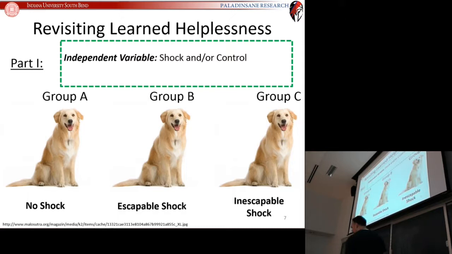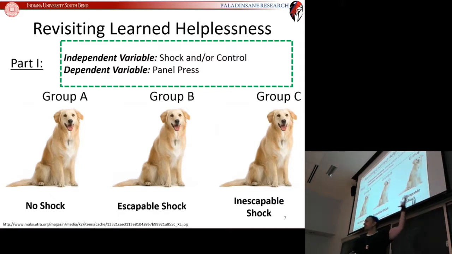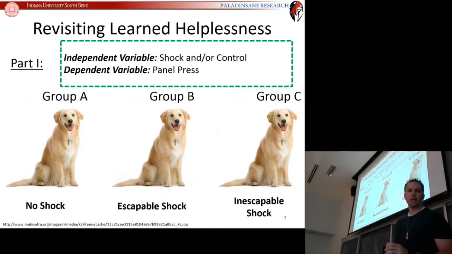And what was the dependent variable for this one? Yep. Was it the dog's response to the shock? It was the dog's response to the shock. Specifically in this first part, it was the panel press. So nothing was measured for these dogs in terms of how quickly they learned, because there was nothing to learn. But they measured these dogs to see if they could learn how to press a panel, and sure enough, the amount of time that they were shocked grew less and less over time. All right, so that was part 1.